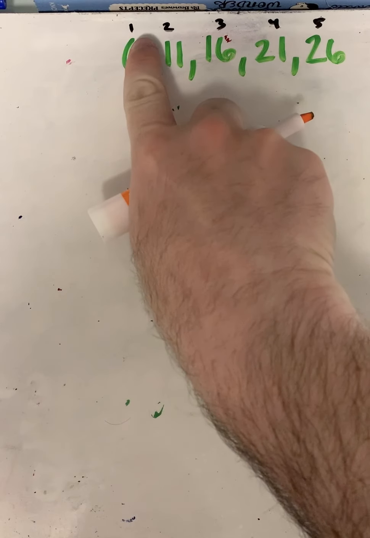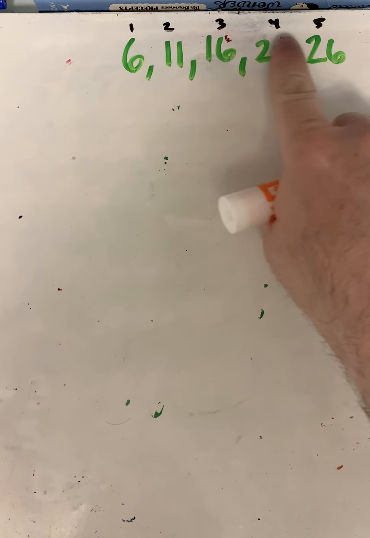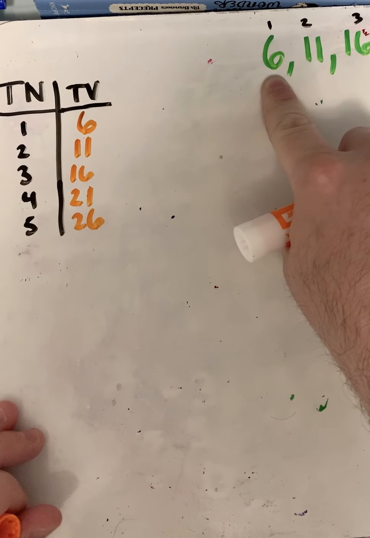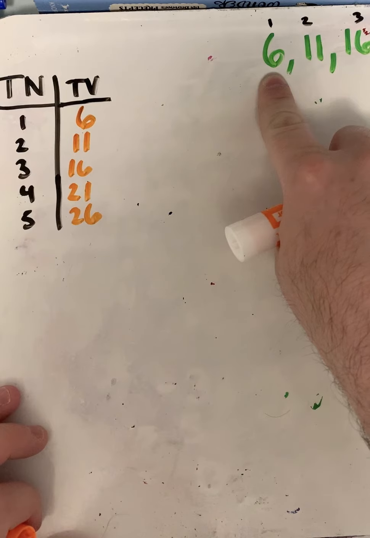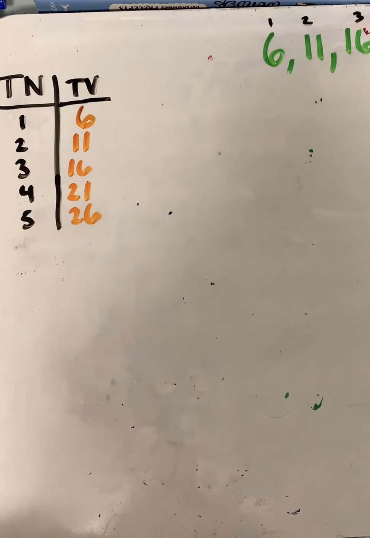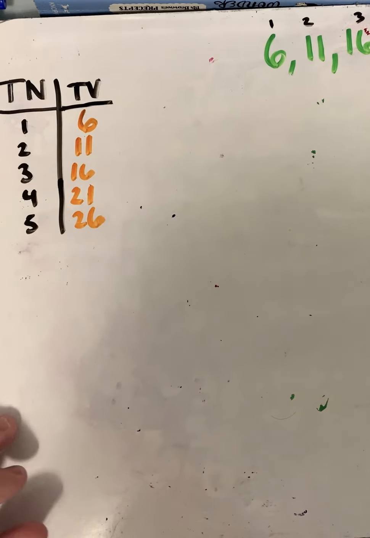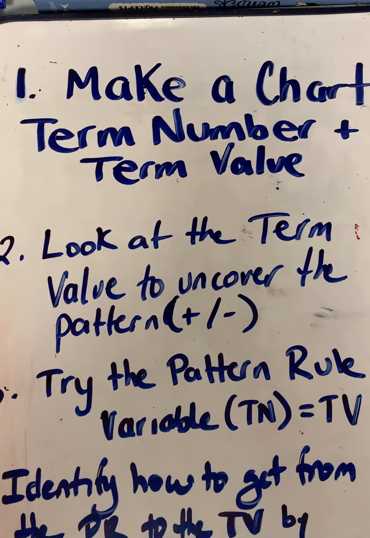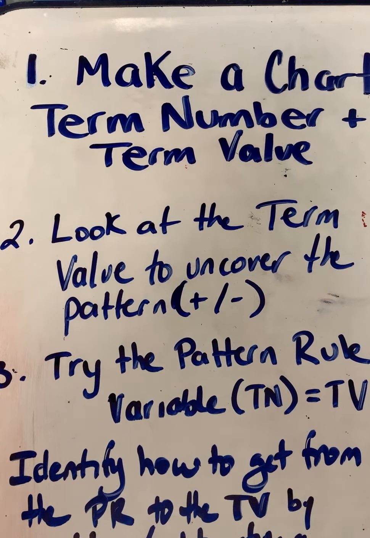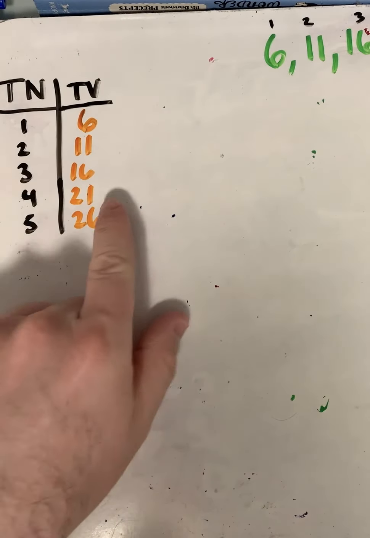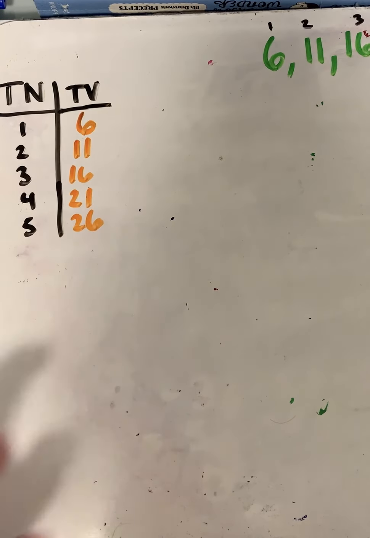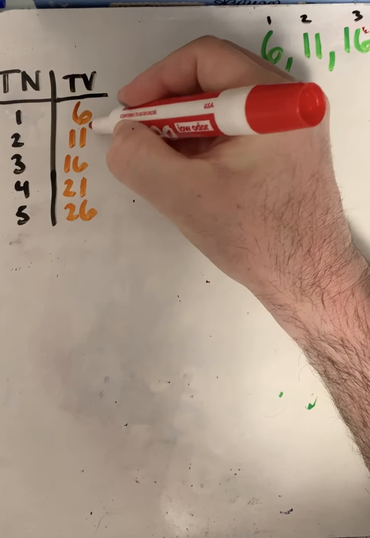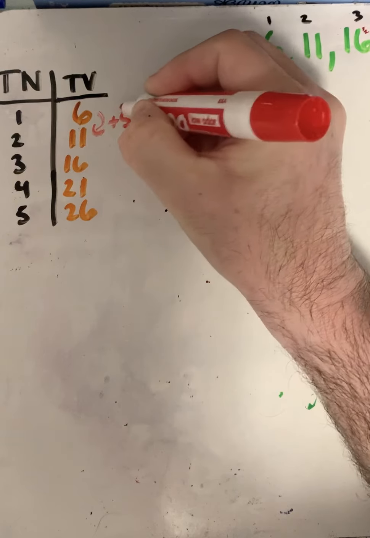I looked at the term number, what are they in the order. The term value is what number is next to that term number. What's the value of it? Okay, so that's all I've done. So I've created my chart. Excellent. Let's go to step 2. Step 2, look at the term value to uncover the pattern that is either growing or shrinking. So let's look at the term values. And I got to think about, okay, how am I getting from 6 to 11? Well, from 6 to 11, it is growing by 5.